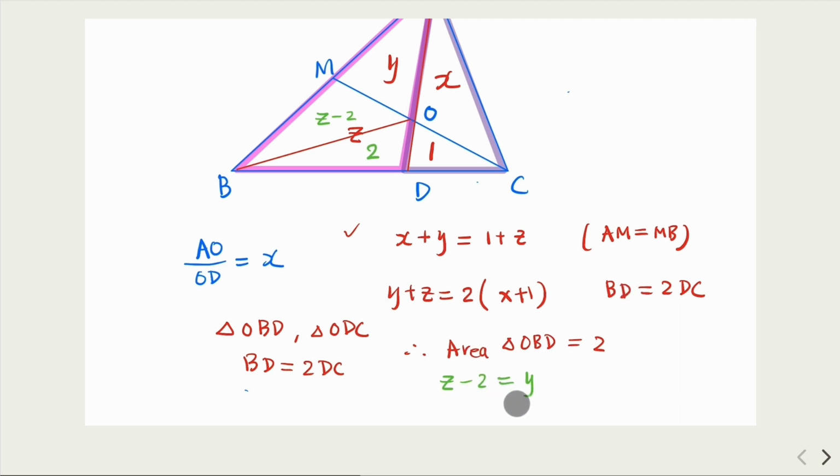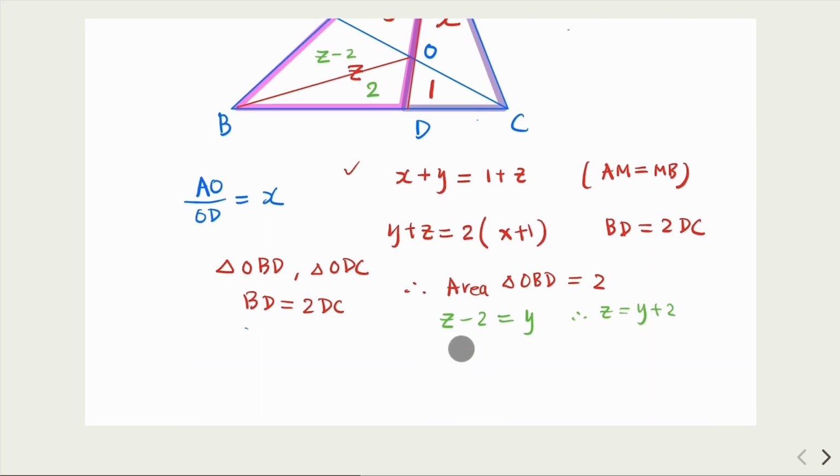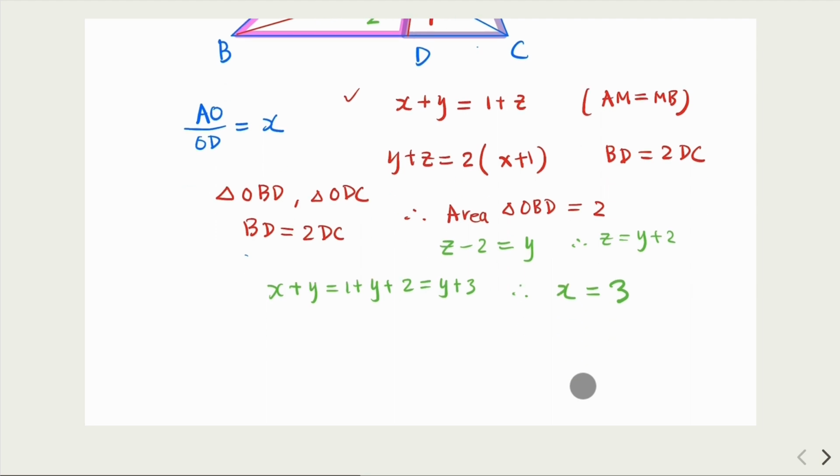Now with this new relation, we're able to cancel Y and Z in the first equation. So Z equals Y plus 2, and we plug that into the first equation: X plus Y equals 1 plus Z, which is Y plus 3. So Y would cancel, and X would be 3. That is the quantity we're looking for. That is, the A over D ratio, AO over OD, is 3. Okay, so that's the answer.